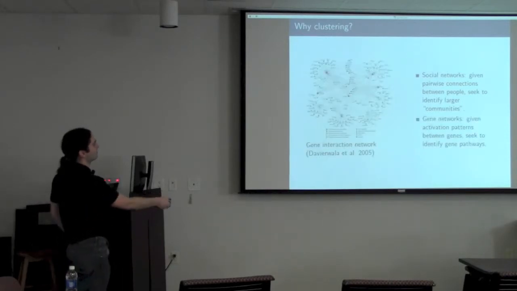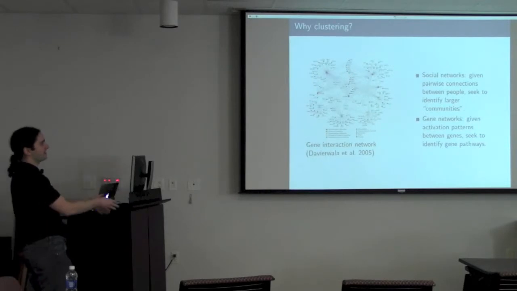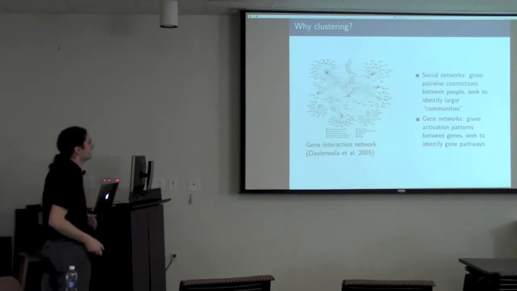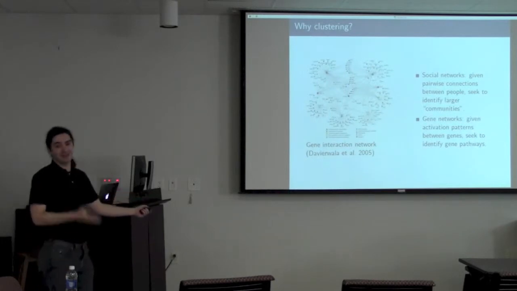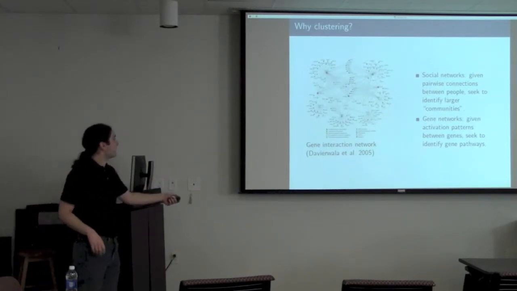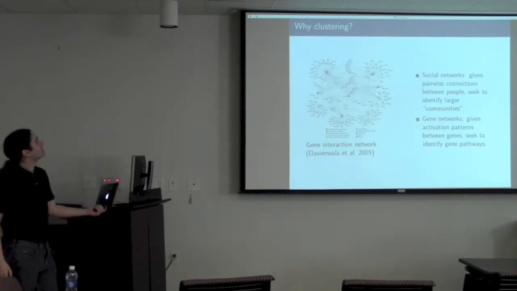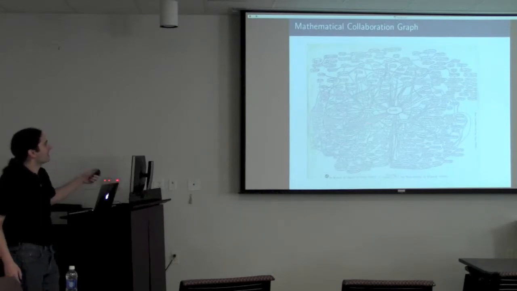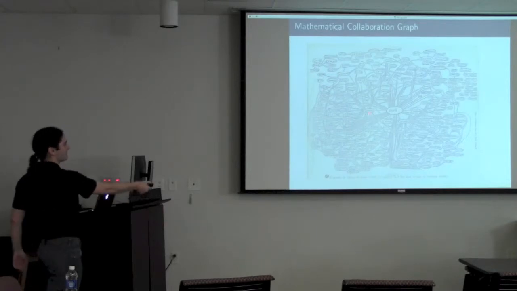On the other hand, you could also look at, say, gene networks, where you look at different genes being activated at the same time, and you would want to find clusters of genes that are sort of doing similar things. I won't pretend to know anything about the biology of this. I'm just told this is a thing you could apply it to. And of course, you could also look at, say, mathematical collaboration networks, where you might want to identify subfields based on who's collaborating with whom. And this is, of course, the most famous one.